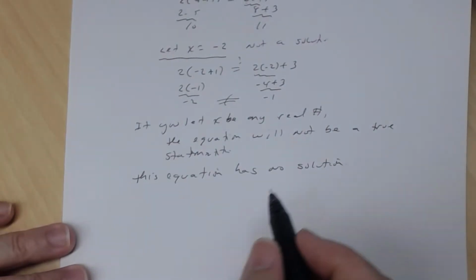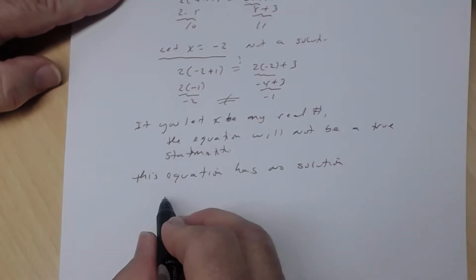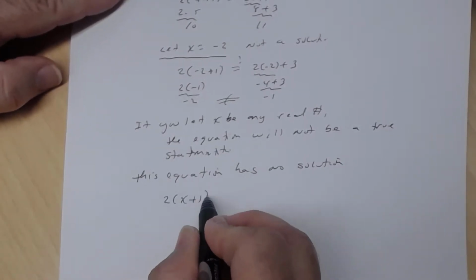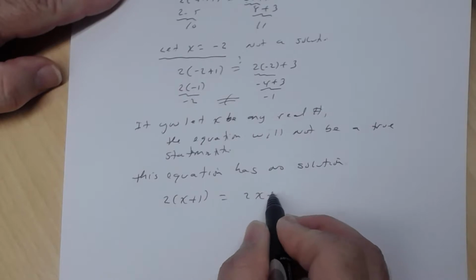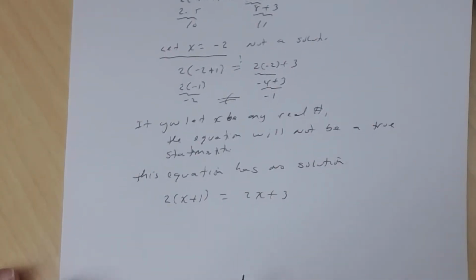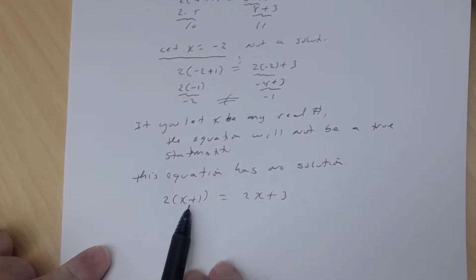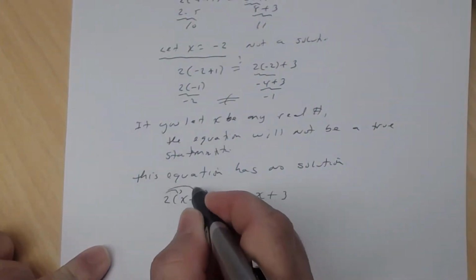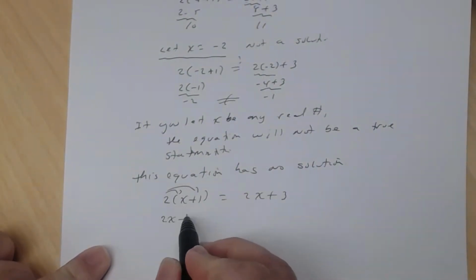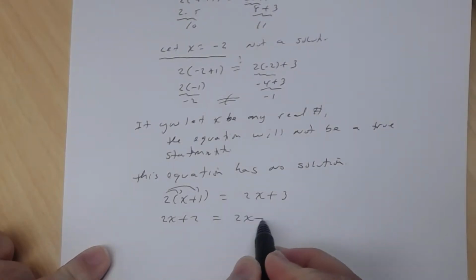Okay, so let's see why. I'm going to go ahead and rewrite the equation again. So I have 2 times x plus 1 is equal to 2x plus 3. Based on what you've already learned, in order to solve this equation, you're going to use the distributive property. And so I get 2x plus 2 is equal to 2x plus 3.